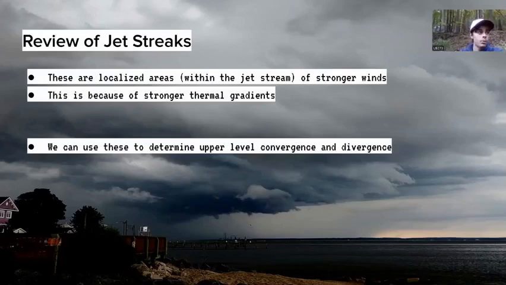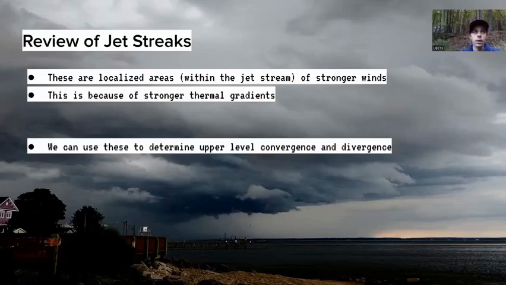So, we're going to be talking about some cool things today. We'll start out with reviewing jet streaks. If you remember, jet streaks are areas within the jet stream. They are localized areas that happen to have stronger winds. And the reason for that is that the areas where these jet streaks are have stronger thermal gradients.